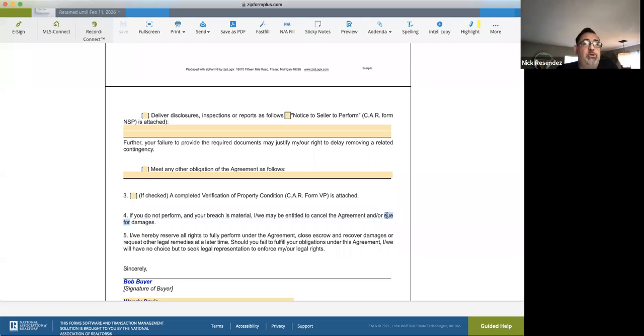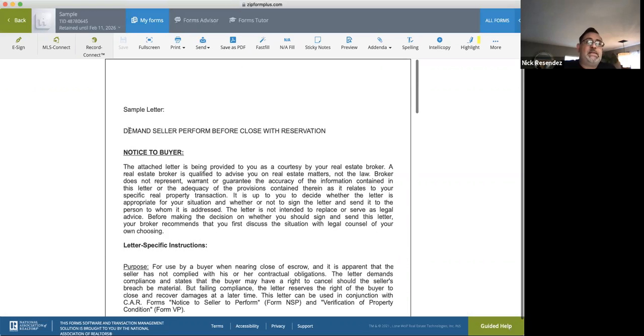We are reserving all of our rights to perform under the agreement. We're going to close escrow or not. And if we do incur any sort of financial or other ramifications from whatever these actions are, we are reserving our rights to pursue you in a court of law or other for any sort of legal remedies that we may want. Okay. So again, this is when the seller has not performed, but we're still going to try to move forward and close and seek the ability to pursue legal remedies at a later time, or cancel the agreement from lack of performance by the seller.